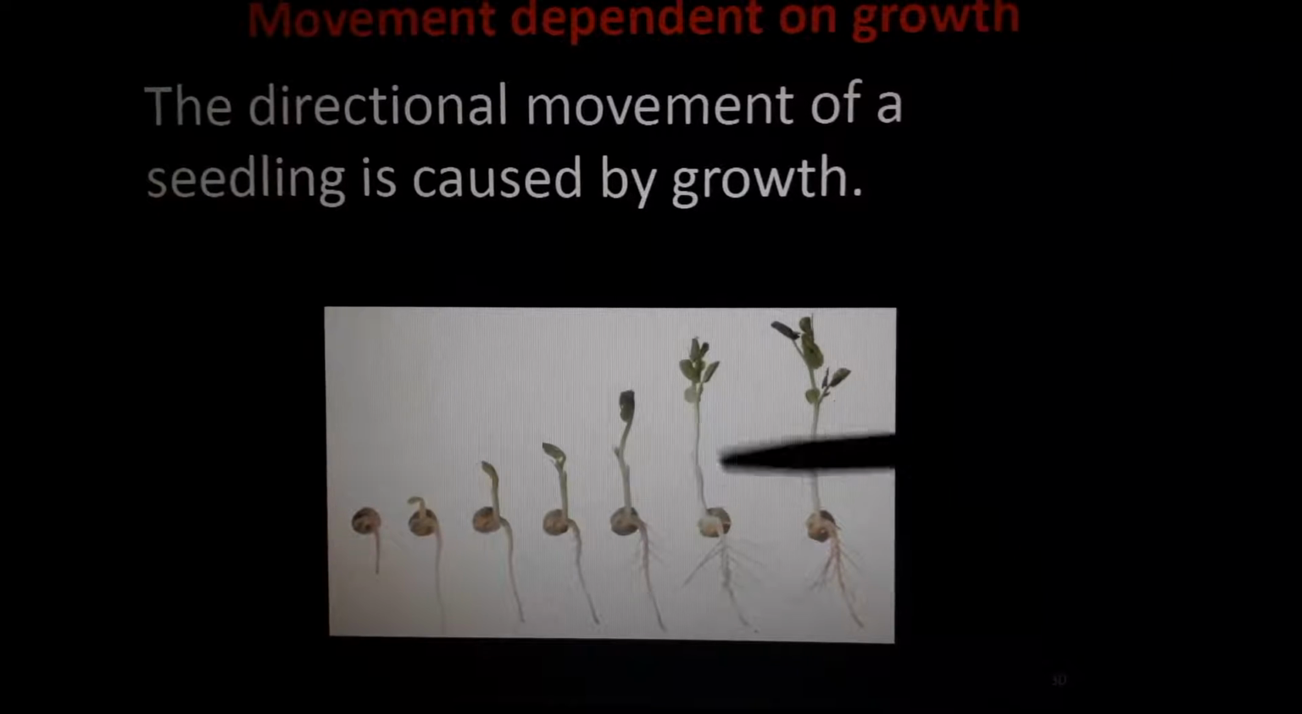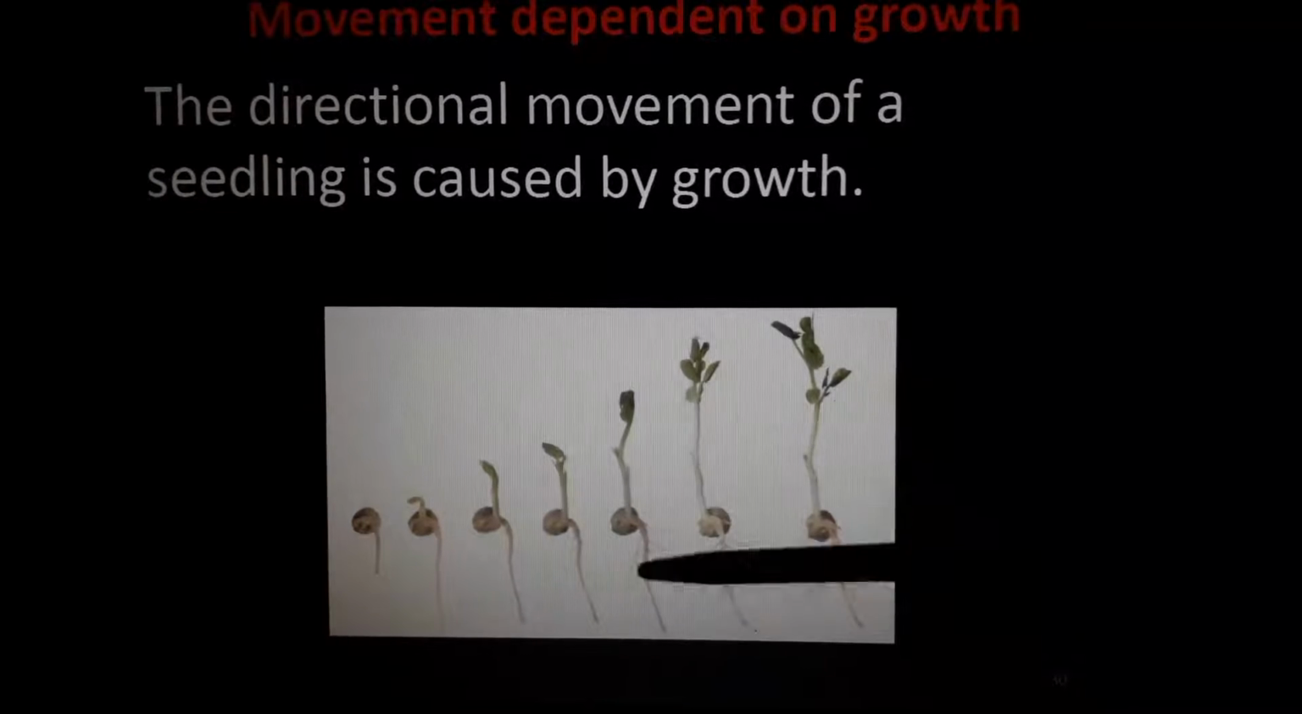There are 2 types of growth: upside growth and downside growth. Downside is the root and upside is the shoot, the stem and the leaves. So that is movement dependent on growth. Lots of hormones are there which stimulate this growth, that we will study in detail.